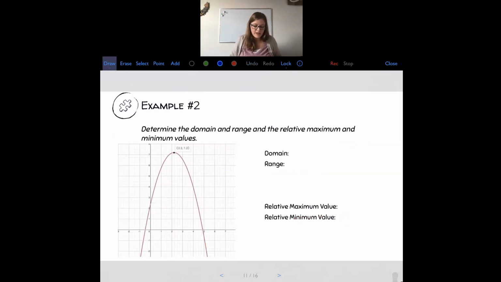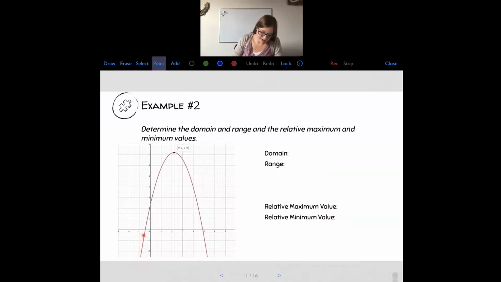Let's do another one. Determine the domain and range and the relative maximum and minimum values. So domain and range. Again, this is a parabola. It's our upside down U, and it's going off the graph. So it's going to keep going on and on and on. It's going to keep going down. So when we look at our x values, it's going to keep getting more and more negative.